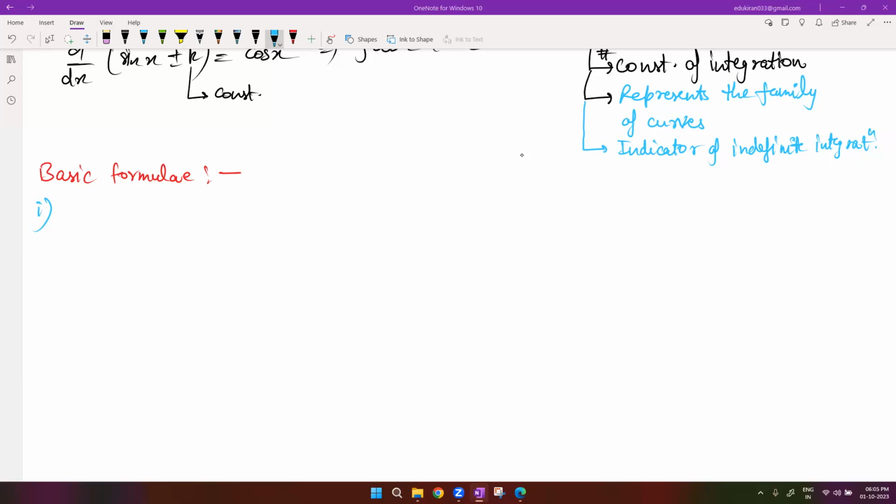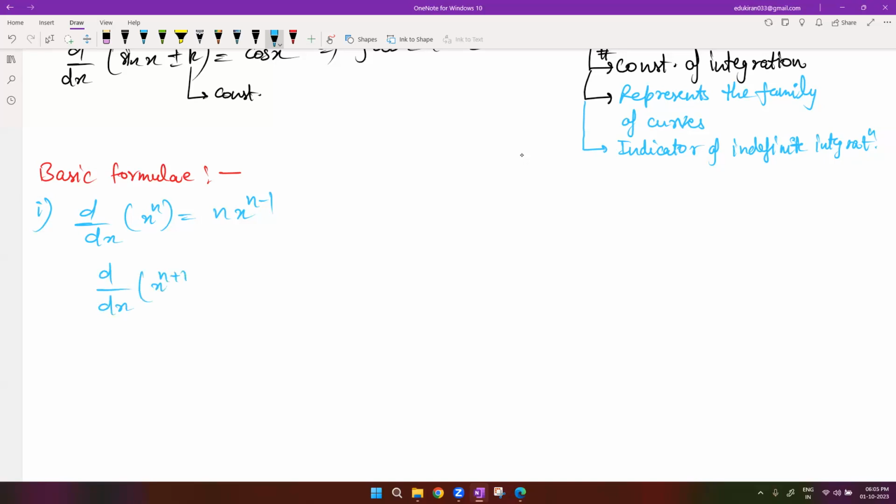So right now, this is not a formula. I'm just trying to get all of you to recall all the formulae from derivatives. Second was, what is the differentiation of x to the power n? n x raised to the power n minus 1. Correct. Good.